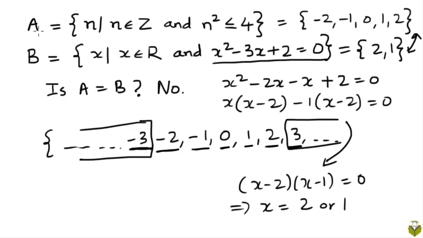But if they had the same number of elements, then we can't say whether or not they are equal, because it's possible for two sets to have the same number of elements, but they could still be unequal. So we have to compare them element by element to see whether every element of A is in B and vice versa. And if so, then we can say that the two sets are equal.